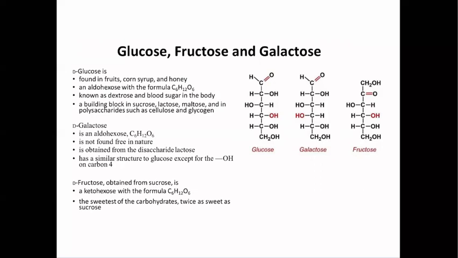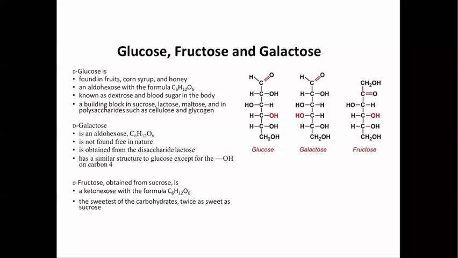So what is glucose? You can see that I put D-glucose because D-glucose is the most common monosaccharide. We can find it in fruits, corn syrup, and honey. As we're going to see in chapter 12, that is the preferred sugar that we utilize in order to derive energy. D-glucose is an aldohexose. As you can see in the structure on the right side, it has an aldehyde and it has 6 carbons. And it has the chemical formula C6H12O6.